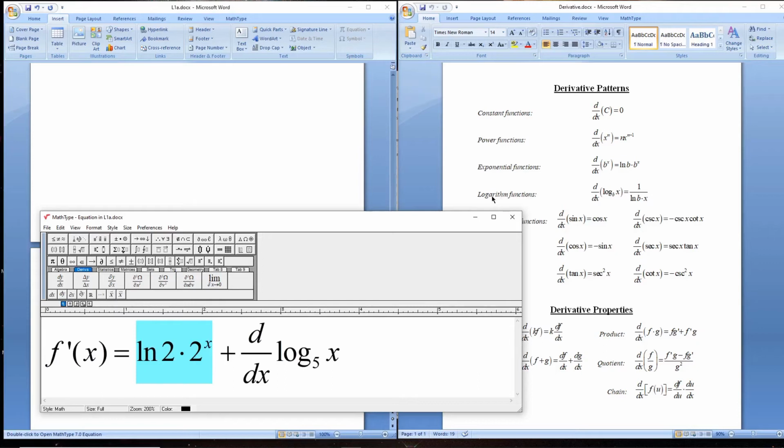And if we look at the logarithm pattern, so here's the log pattern, log base b of x, this derivative will always equal 1 over the natural log of b, times x. So this derivative here is going to be, looking at the pattern, 1 over the natural log of the base. The base in this case is 5, times x.